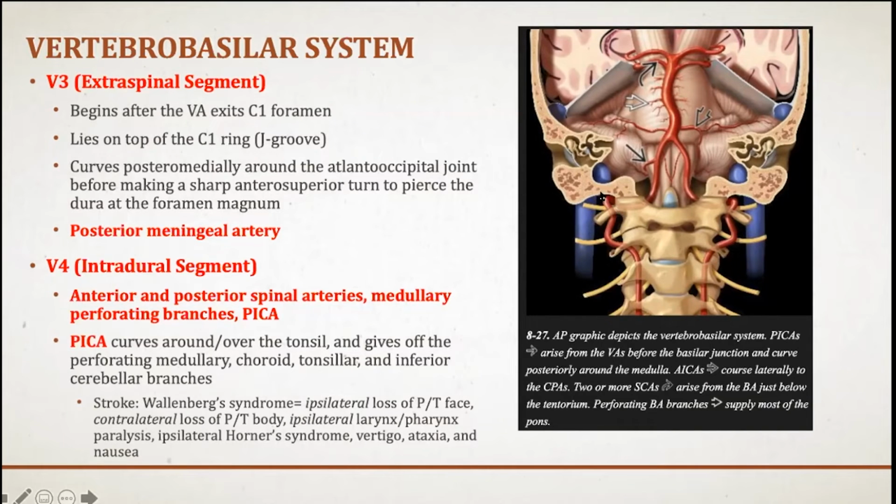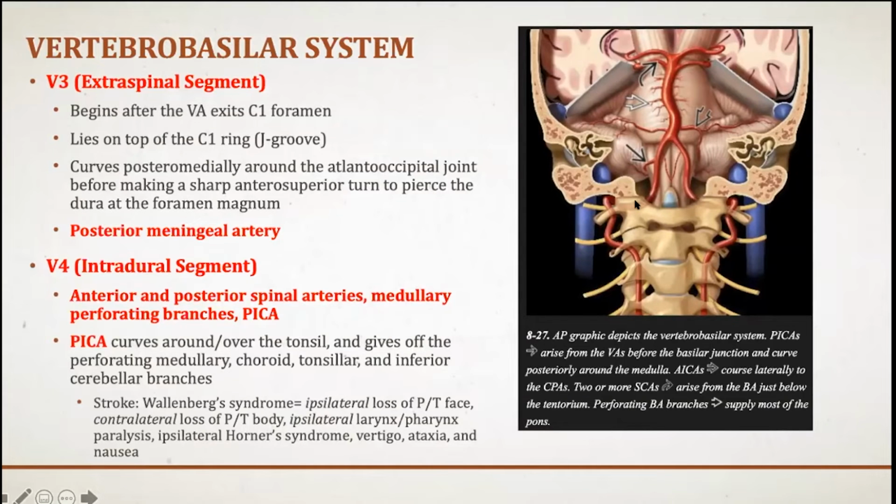And the V3 segment curves posterior-medially, so it goes back and medially, as you see here, around the atlanto-occipital joint, which you see here. And it makes a sharp anterior superior turn to pierce the dura at the foramen magnum, right here. And the big branch from the V3 segment is the posterior meningeal artery.